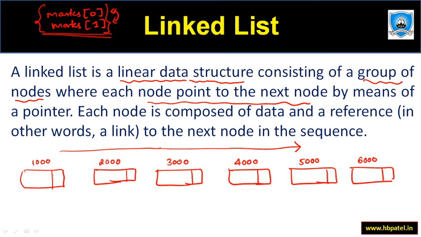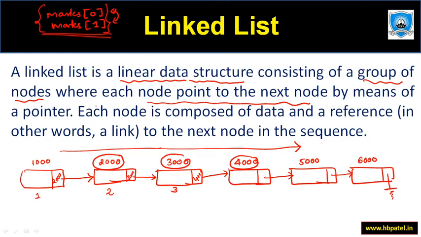If I want to connect my first node with the second node, I'll put the address of the second node in the pointer part of the first. So now it is pointing to the second node. If I wish to connect my third node with the second node, I will put the address of the third node in my second node. If I wish to connect the fourth node with the third node, I will put this 4000 as part of my third node. Likewise this one, likewise this one, and for the last node, because there is no node after it, I will set it as null.